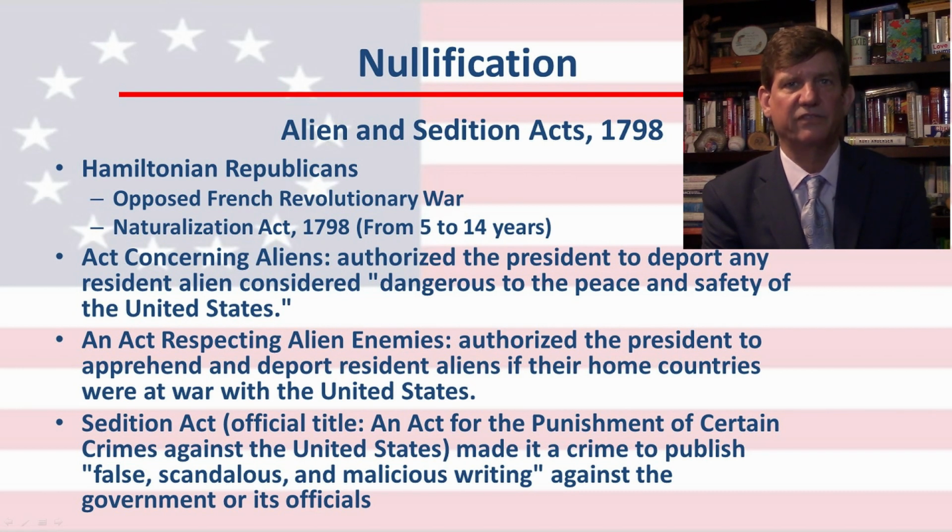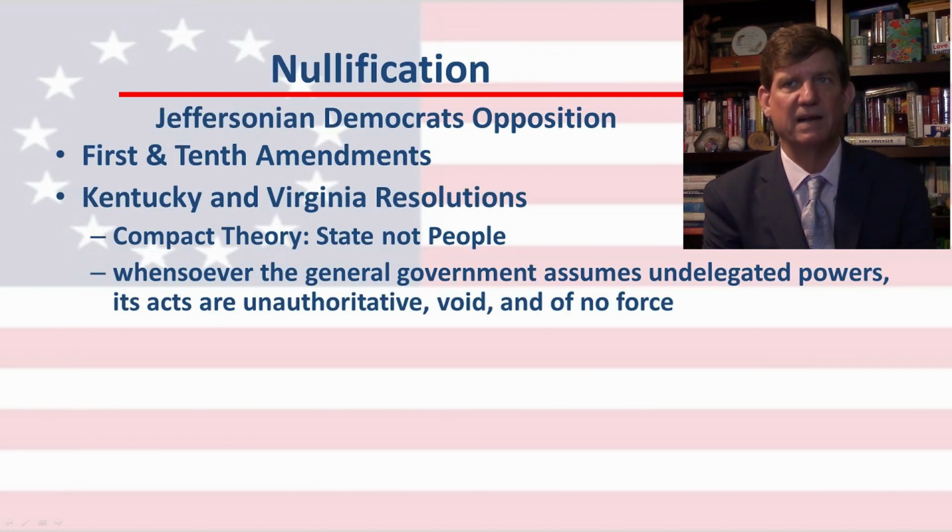These three acts, known as the Alien and Sedition Acts, the act concerning aliens, the act respecting alien enemies, and the Sedition Act, combined stirred up incredible opposition. That opposition was led by Thomas Jefferson and the Jeffersonian Democrats.